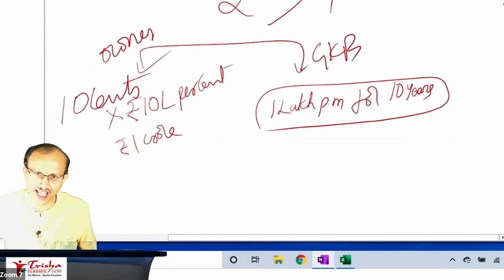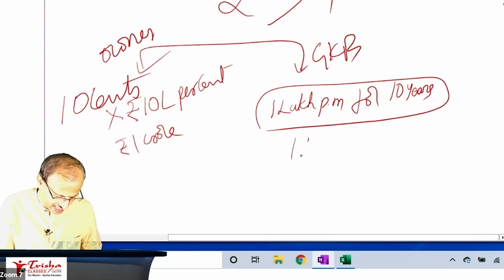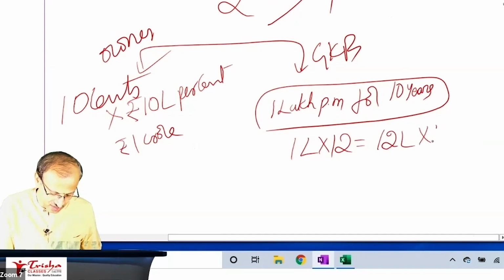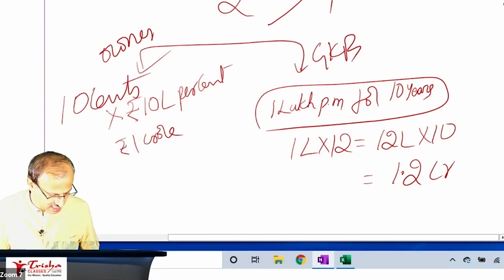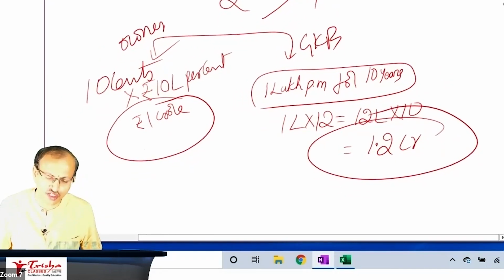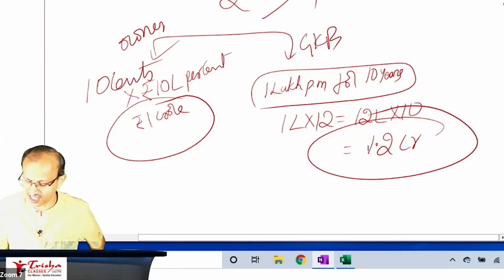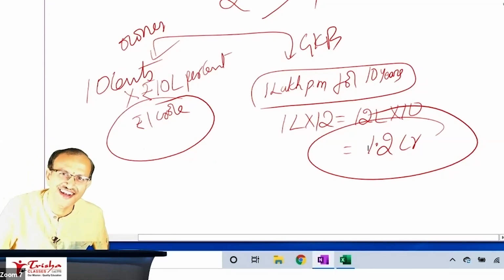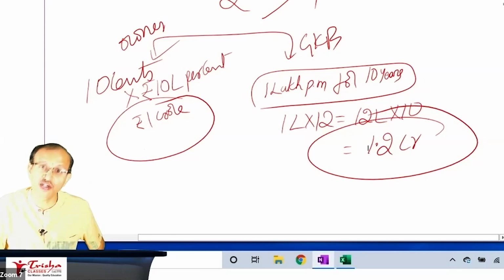And he took the calculator. 1 lakh into 12 per annum, 12 lakhs into 10, 1.2 crore. He is offering me at 1 crore, and I am counter offering him at 1.2 crore. Do you think I'm a mad fellow to give extra money? Or do you think I'm damn rich to give him? In both cases, no, right?